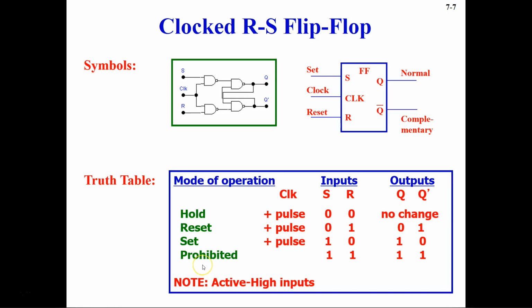And then in this case, when you have a clock and you have active high inputs, then you will have a not used stage, or a prohibited stage, which is at input 1 1, when your S and R are both 1. Then your output will be this, which is basically not true. It cannot be possible, because if Q is 1, then Q bar should always be 0. So that's why this stage is not used when your S and R both are 1. Okay, so this is a clocked RS flip-flop.